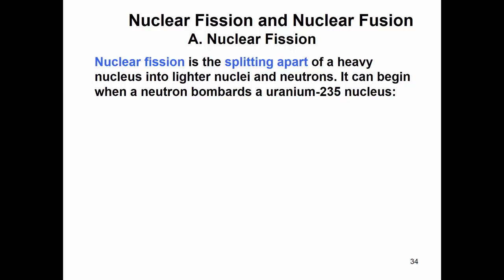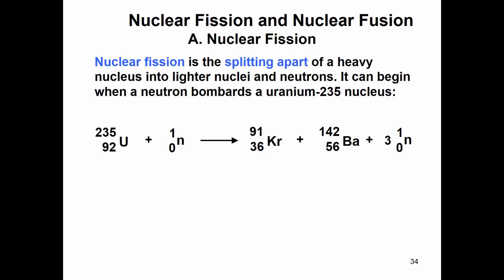Nuclear fission is the splitting apart of a nucleus. So think of fission as splitting. Those two terms go together. It's when you split a heavier nucleus into lighter nuclei and neutrons. Here is an example. You definitely want to recognize this example for the exam, if you're in my class. It's a very useful example, and we'll talk about why in a second.